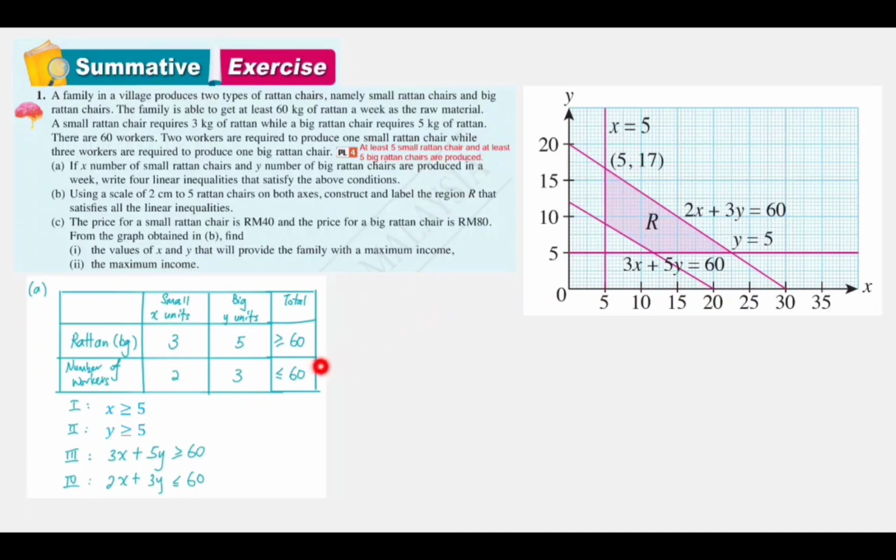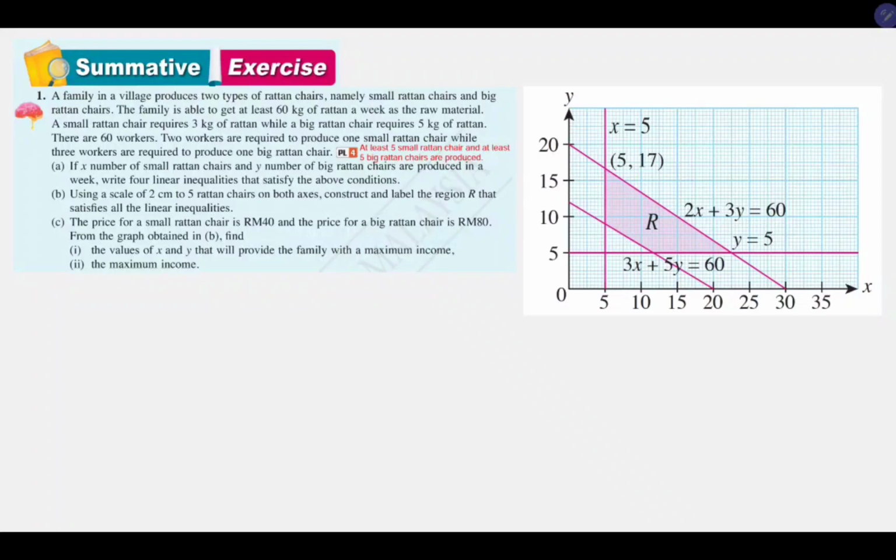Then about the number of workers, we have 2X plus 3Y smaller than or equal to 60. So when 2X plus 3Y equals 60, get the Y-intercept where X equals 0, Y should equal 20. So we have (0, 20). And the X-intercept, when Y equals 0, 2X equals 60, so X equals 30. So we have this straight line, and we want less than or equal, therefore we want the region below the straight line. So this is our region R.